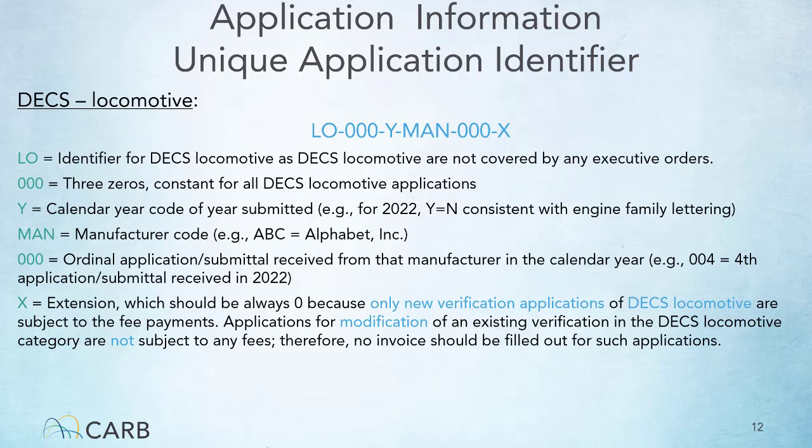Next, we have three numbers, which represents the ordinal application or submittal received from that manufacturer in the calendar year. For example, 004 means the fourth application or submittal received from that manufacturer in 2022. X represents extension, which should be always 0 because only new verification applications of DEX Locomotive are subject to the fee payments. Applications for modification of an existing verification in the DEX Locomotive category are not subject to any fees. Therefore, no invoice should be filled out by such applications.